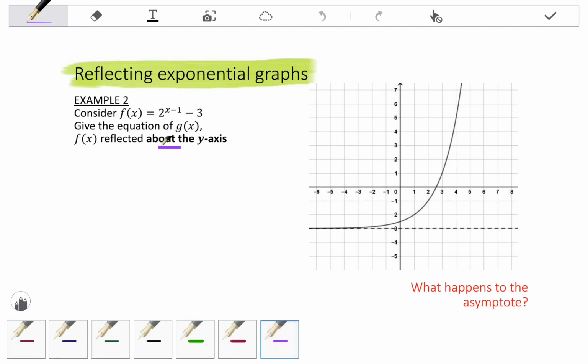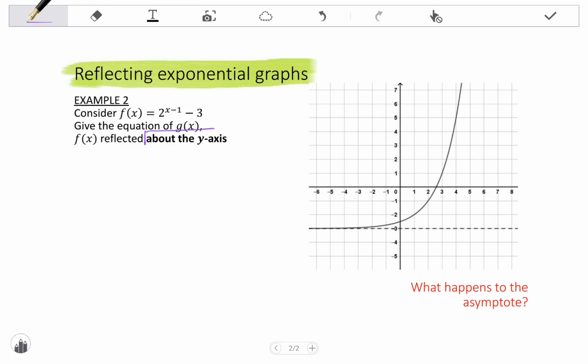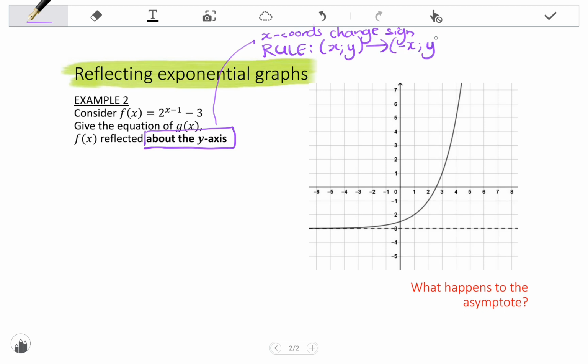Looking at a reflection about the y-axis, we have the same function, the same graph, the same question, except that now we are required to reflect it about the y-axis. Now remember, when we reflect about the y-axis, the x-coordinates change sign. And the rule for individual points is that if we start with x, y, that changes to -x, y. So it's only the sign of x that has changed. Now we are reflecting about the y-axis. So I'm just going to highlight our y-axis, and in our reflection, we cause a symmetry about that y-axis.